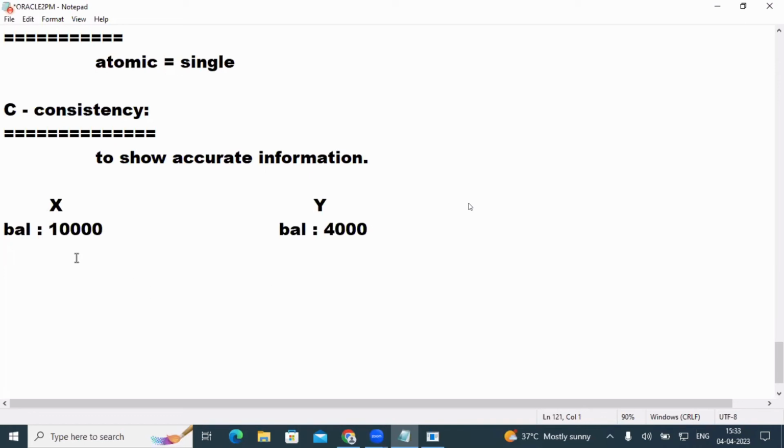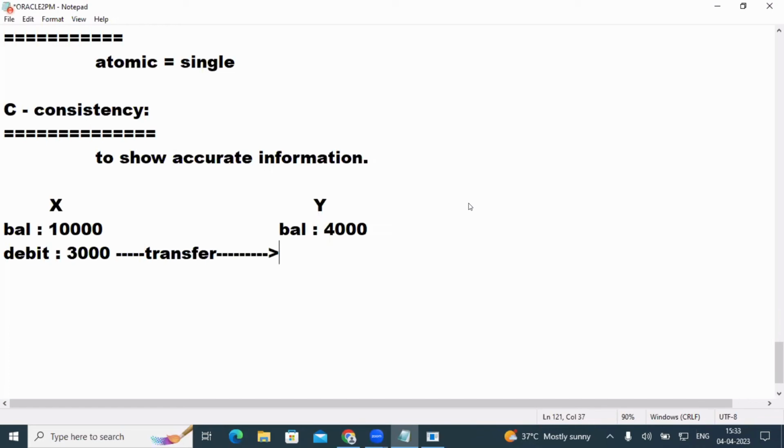Now X person will debit from his account. Suppose 3,000 rupees are debited. Debit means he will transfer it to which account? Y account. So whenever X person transfers some amount from his account to another account, what happens?